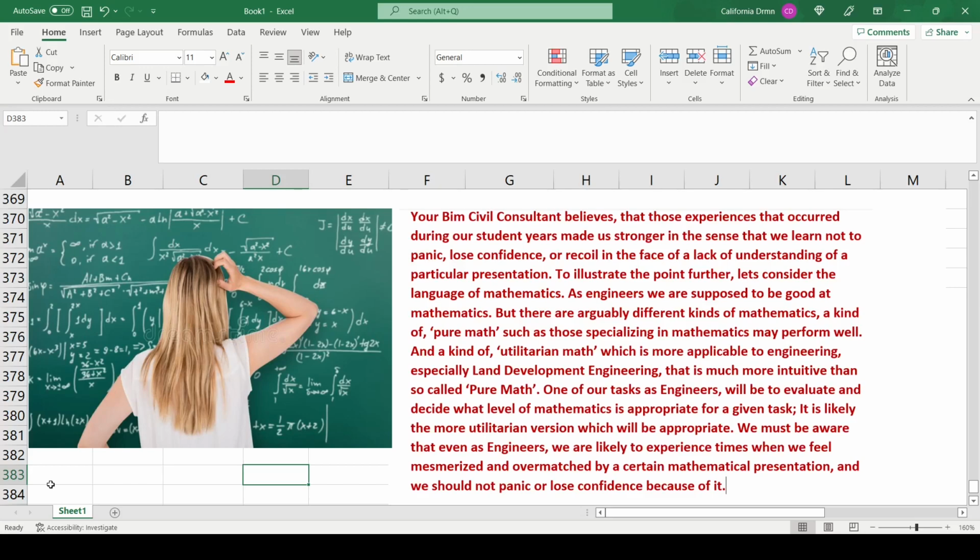One of our tasks as engineers will be to evaluate and decide what level of mathematics is appropriate for a given task. It is likely the more utilitarian version which will be appropriate. We must be aware that even as engineers, we are likely to experience times when we feel mesmerized and overmatched by a certain mathematical presentation, and we should not panic or lose confidence because of it.